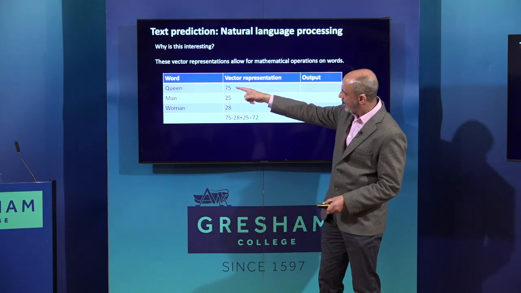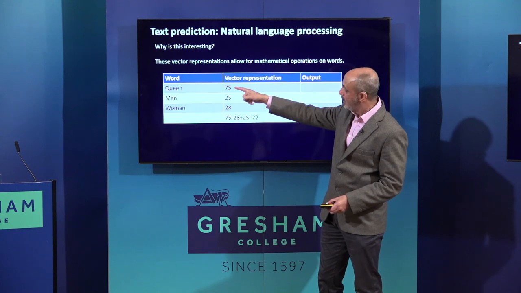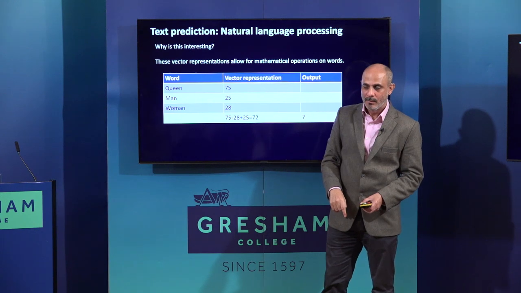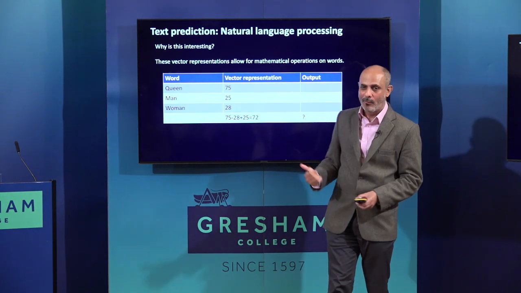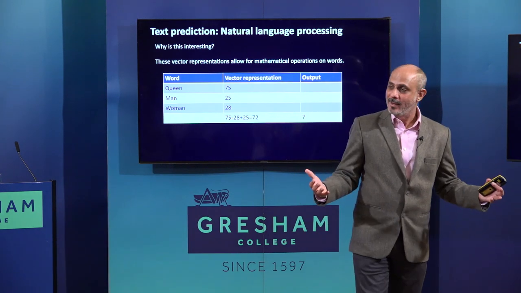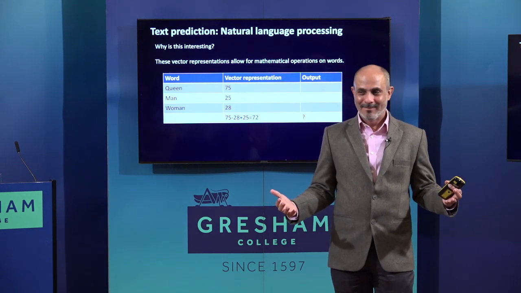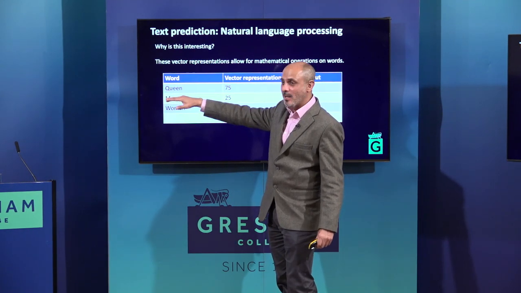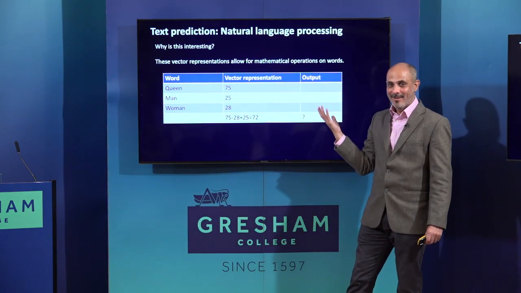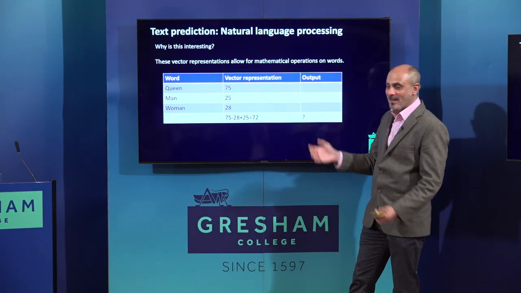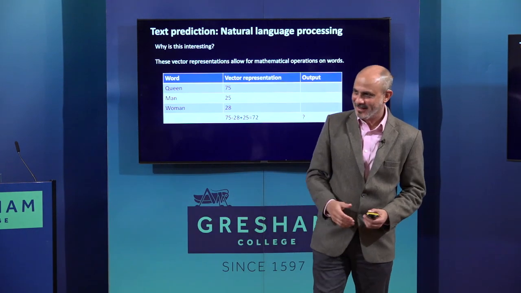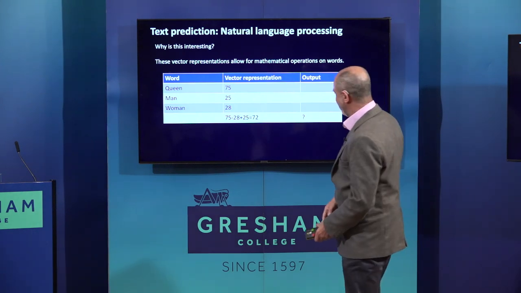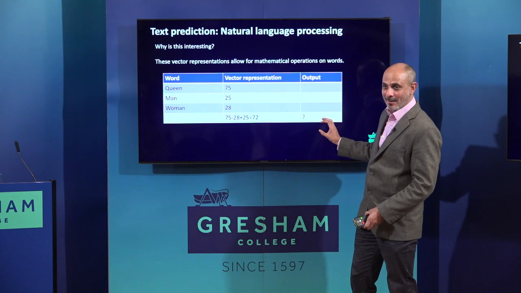So let's do a mathematical operation on the numbers. 75 minus 28 plus 25 is 72. What do you think will be the output for that on the other side? Any ideas? So basically what I've done, if you do it in words, is queen minus woman plus man. And that would be? Actually, given the current coronation, that should not be too surprising, right? That's what happened in the computer, right, when we had a recent coronation. So essentially, you got the word king over here.